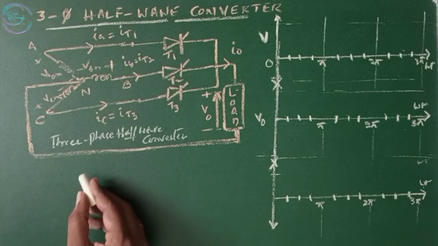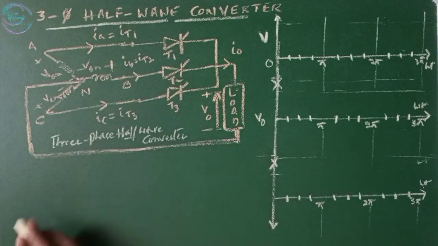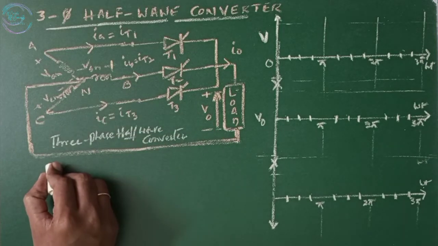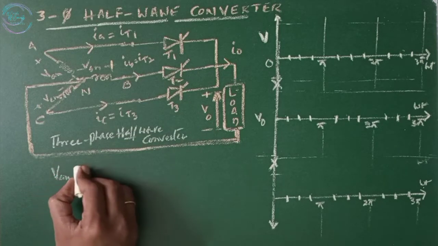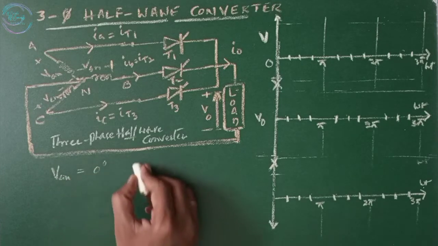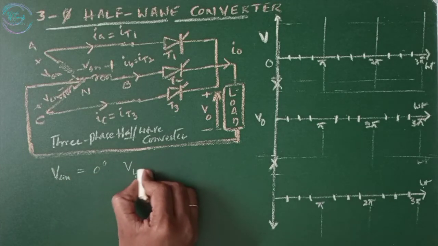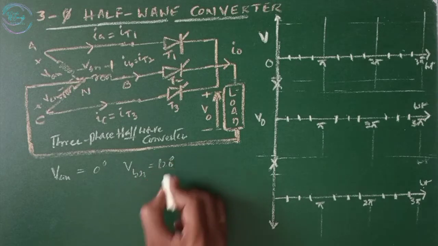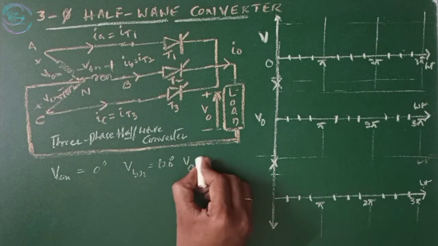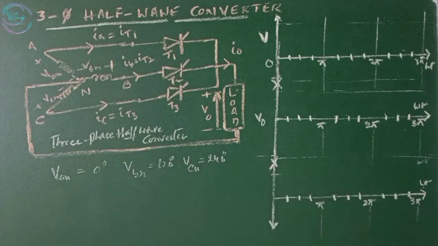This is our three-phase half-wave converter circuit. Since it is a three-phase, VAN is going to start at 0 degrees, and the phase shift between each is such that VBN is going to start at 120 degrees, and VCN is going to start at 240 degrees. Now, let us represent this in the waveforms.